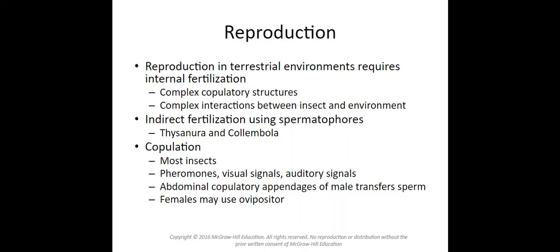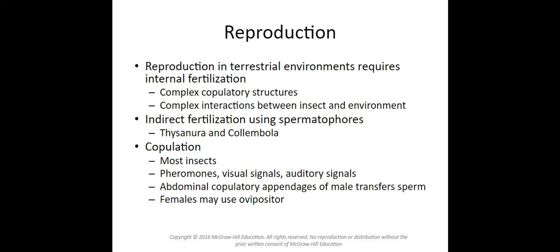Then there's reproduction. Reproduction for most insects, especially the terrestrial insects, is going to require internal fertilization. So that means they're going to need a copulatory structure. For humans, that's a penis, something that passes the sperm to the female. It is not going to be a penis for insects. They do not have a penis. They have some sort of copulatory structure, though. Depends on what type of insect.